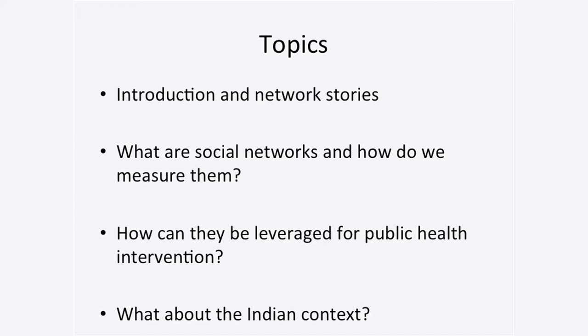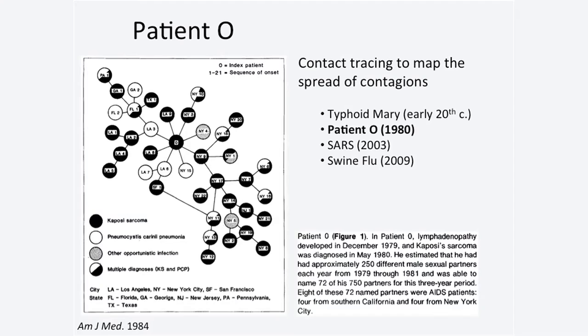I don't know if you can see the pointer, but this is patient O. A lot of people think it's patient zero, but it's patient O. This is the individual who was the first documented case of HIV in the United States that began the epidemic there. Obviously, HIV was occurring in other places earlier, but this was a really useful figure to try and understand how the epidemic was spreading.